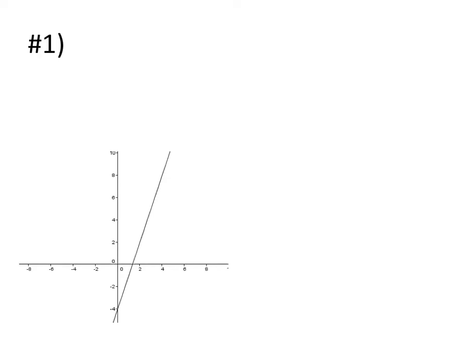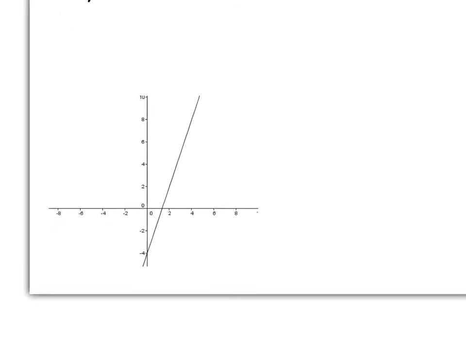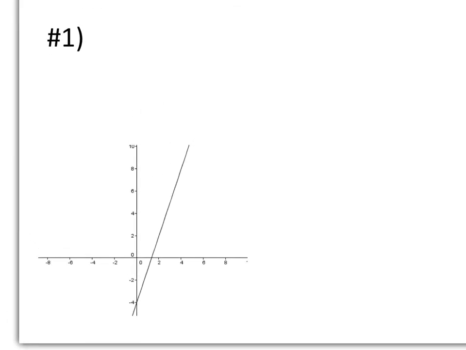Okay, so they give you a graph. There you go. And you need to find 2 points that you're sure of. And so those 2 points are going to be (0, -4) and (2, 2).